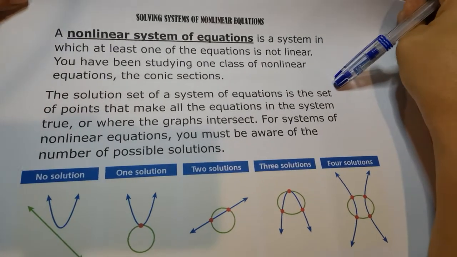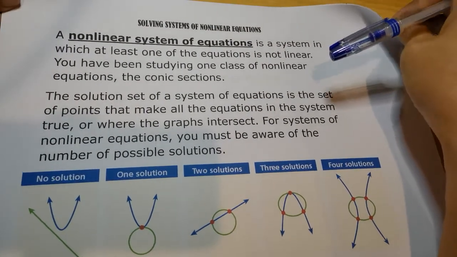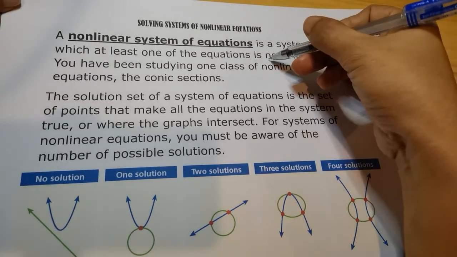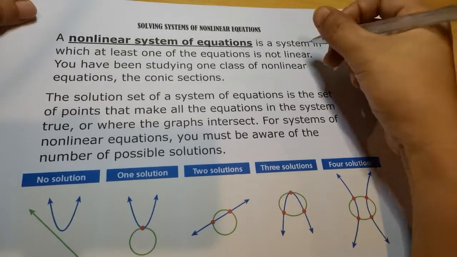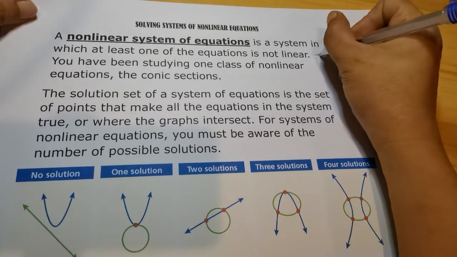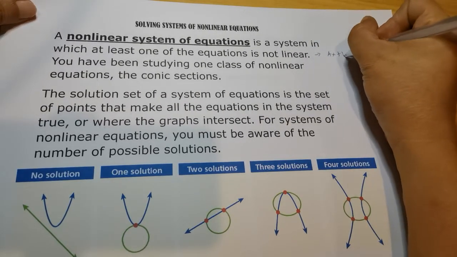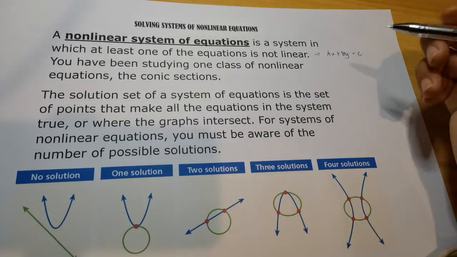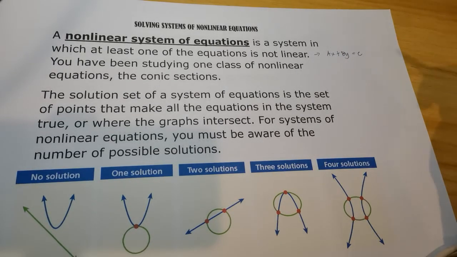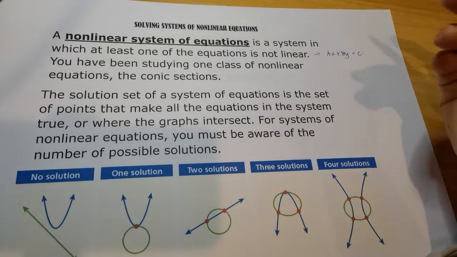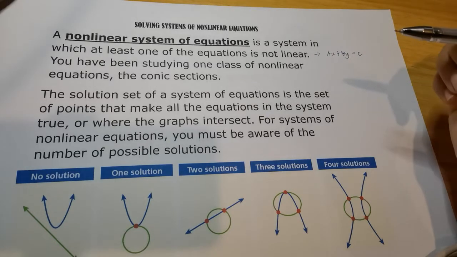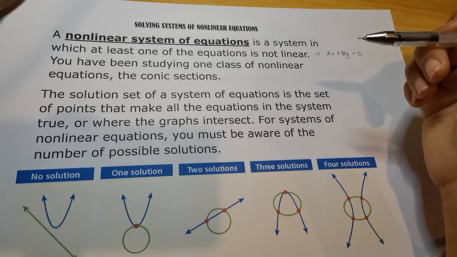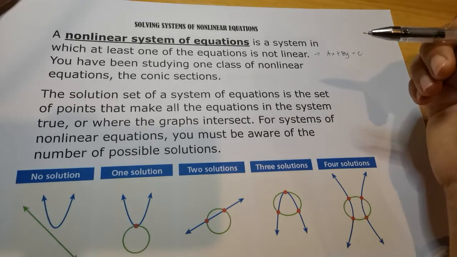If we say nonlinear system of equations, it is a system in which at least one of the equations is not linear. A linear equation is in the form ax plus by equals c, where a, b, and c are constants and x and y are variables. You have been studying one class of nonlinear equations, the conic sections, and now we are going to deal with their systems also.